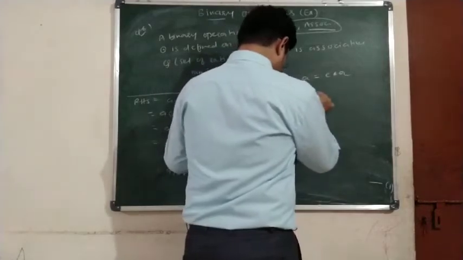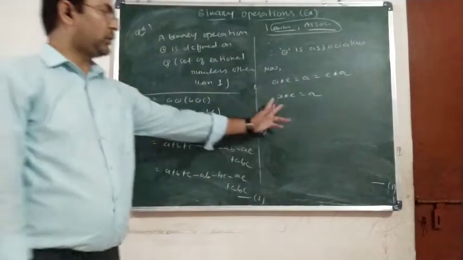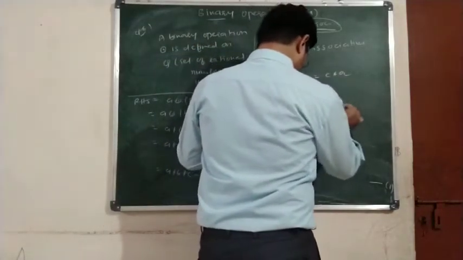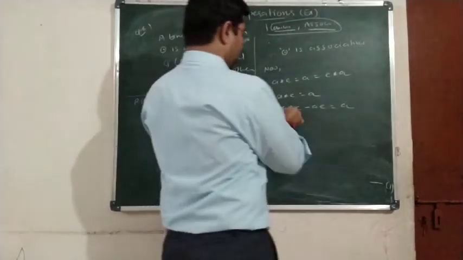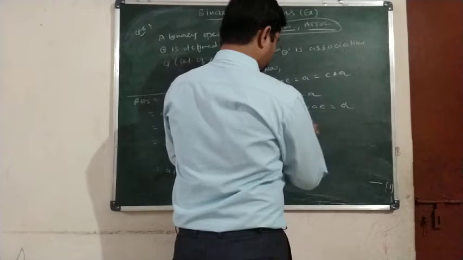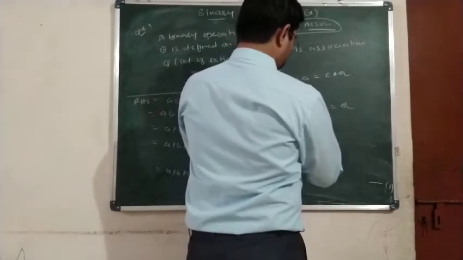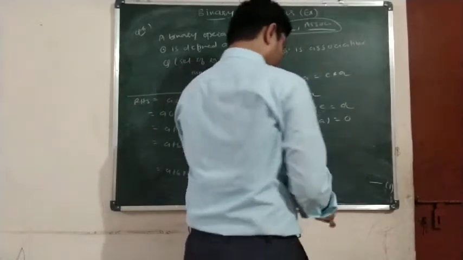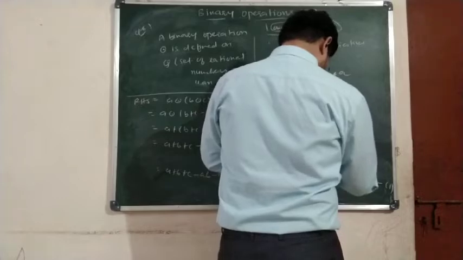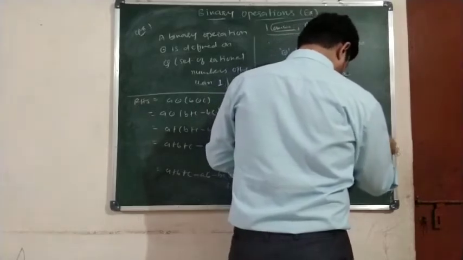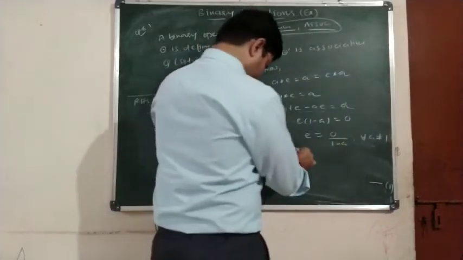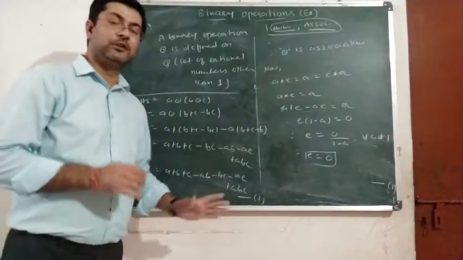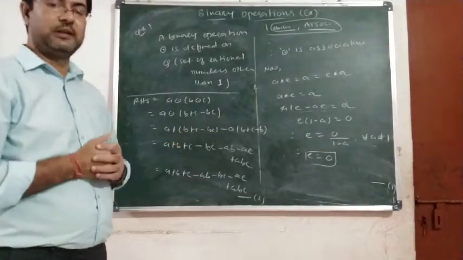Therefore, A asterisk E is equal to A. Now put the formula for A asterisk E. A plus E minus AE is equal to A. From the two terms with E we can take E common, so E(1 minus A) is equal to 0. Therefore E is equal to 0 upon 1 minus A for all A not equal to 1. Therefore E is 0, and therefore the identity element is 0, which we had to prove, and we have proved. Clear? Please note down.